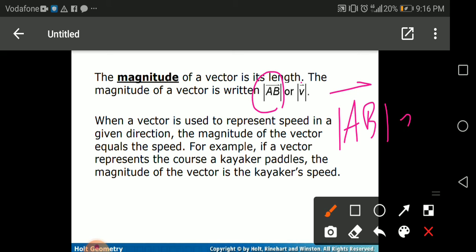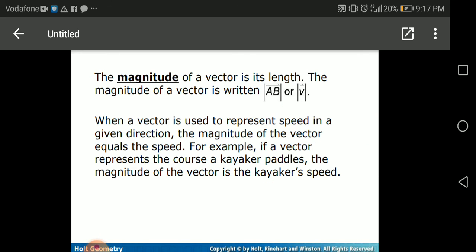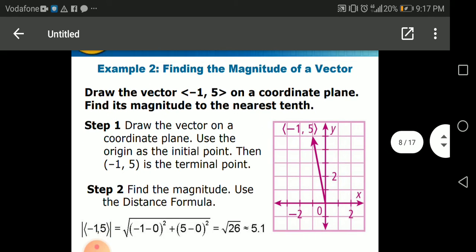Okay guys, or by using v, the absolute value, because it's a length. When a vector is used to represent speed in a given direction, the magnitude of the vector equals the speed. So for example, if a vector represents the course a kayaker paddles, the magnitude of the vector is the kayaker's speed. Good information we got here.